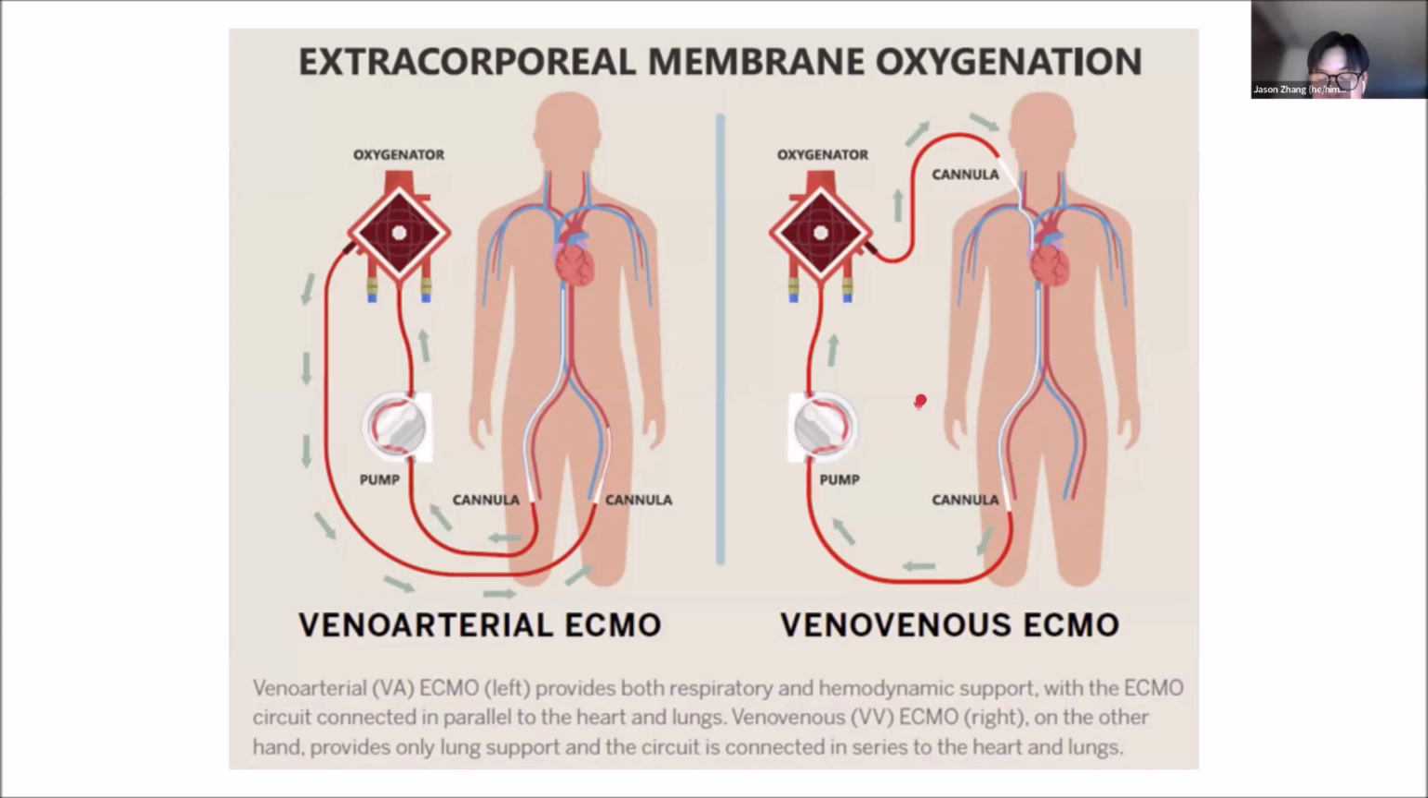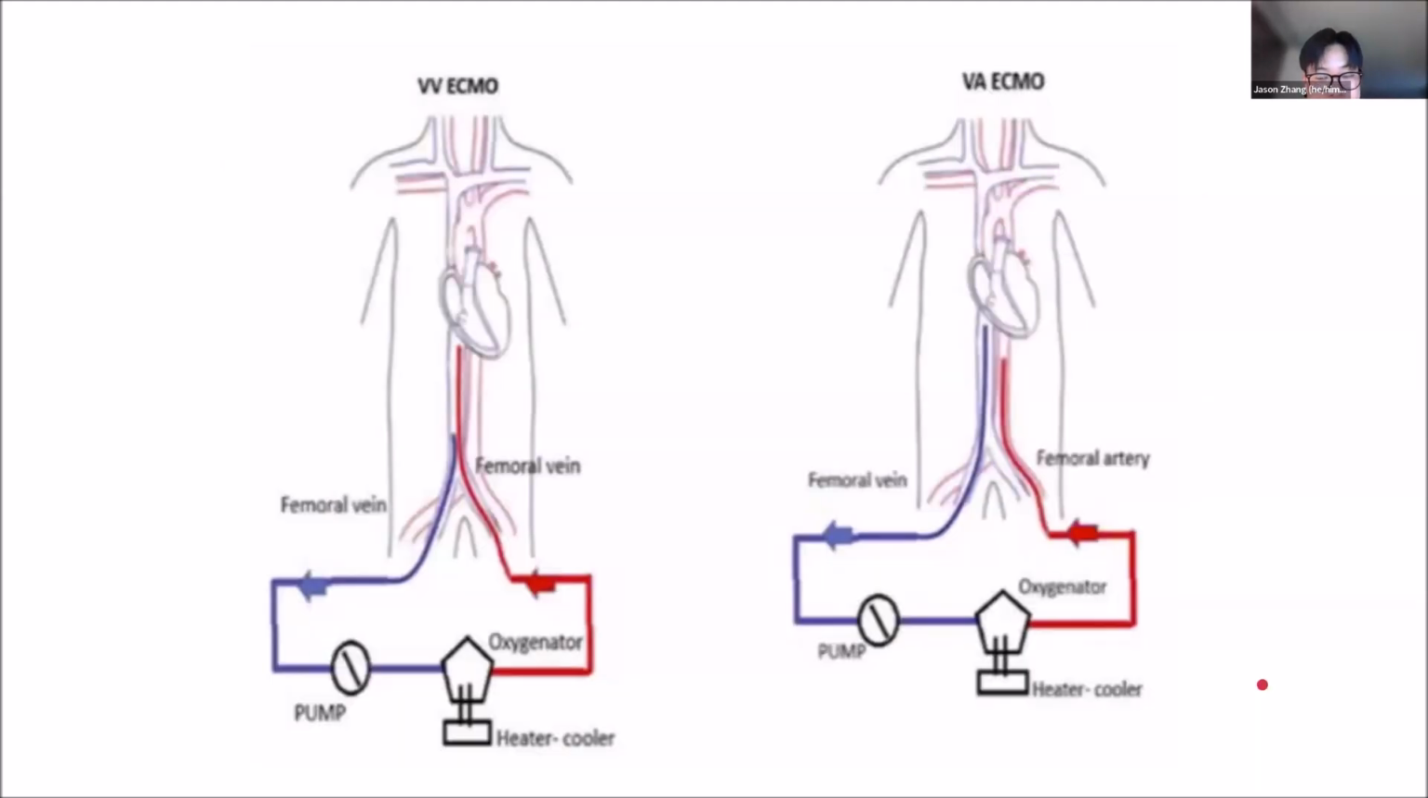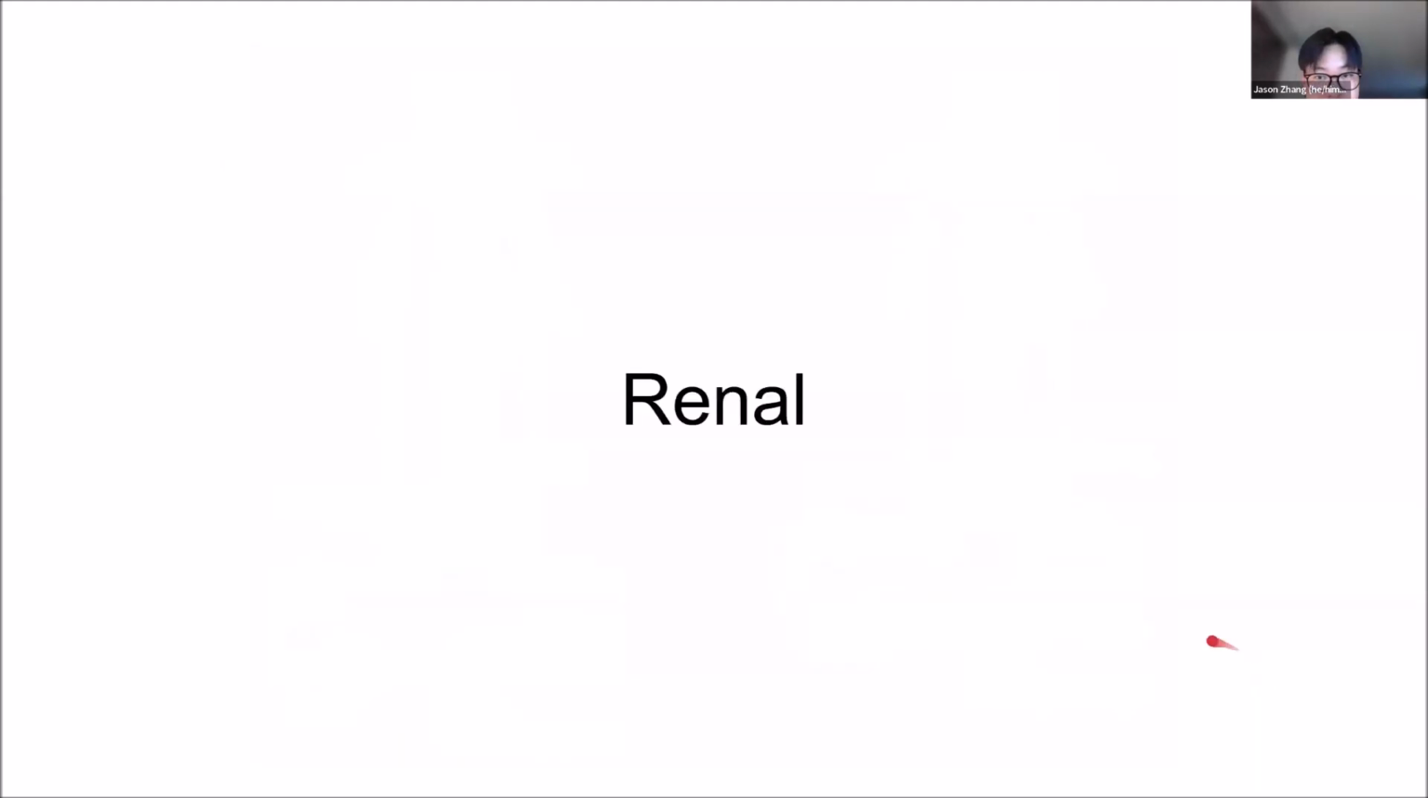And then VV ECMO, you'll put it in two different veins. This one is in the femoral and the jugular. It can also be both in the femoral vein. And this is attached in series to the right side of your heart circulation. This only takes over your lungs. So in this case, the heart should still be working, but maybe the patient had really bad pneumonia, and their lungs don't work anymore. So you have an ECMO machine basically oxygenating the blood for the patient if their lungs don't work. So here's another picture of that.